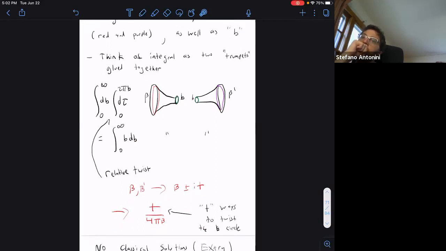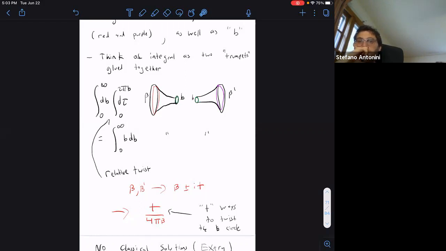So to summarize, you can think about integrating the cylinder as integrating over these two trumpets with the measure b db. If you work it out, and I won't go through it explicitly, you continue beta to beta plus or minus iT, and you get precisely this ramp answer that we expected for sufficiently long times. It's a little more complicated at short times, but it quickly turns into just this nice formula.